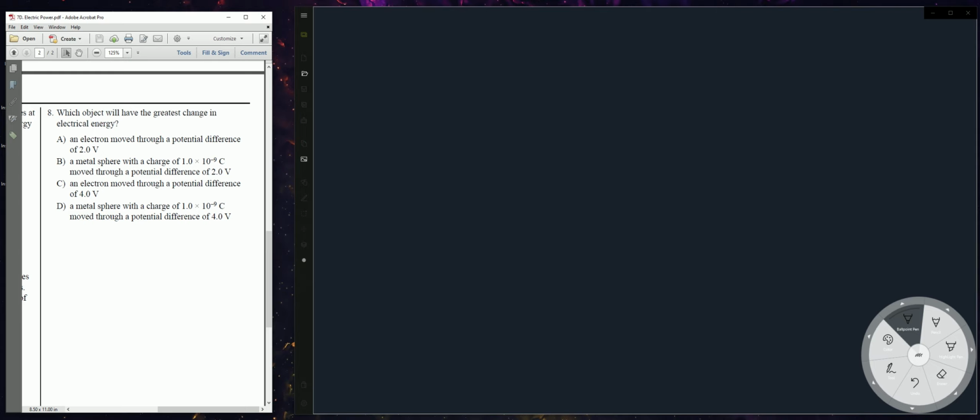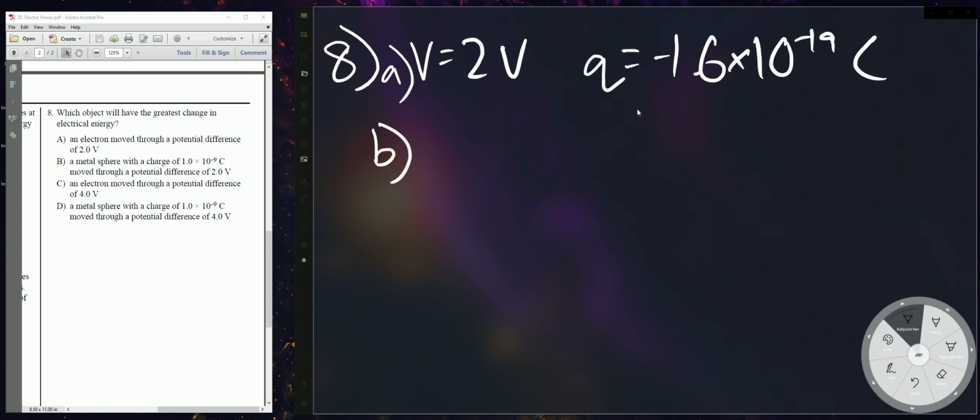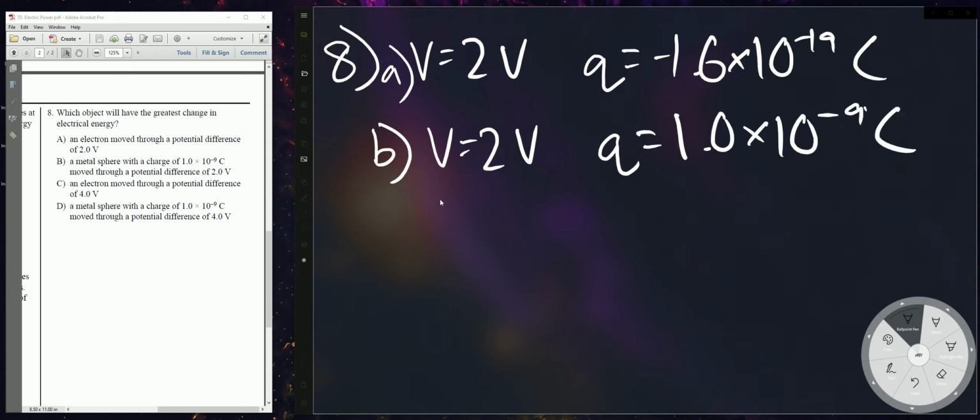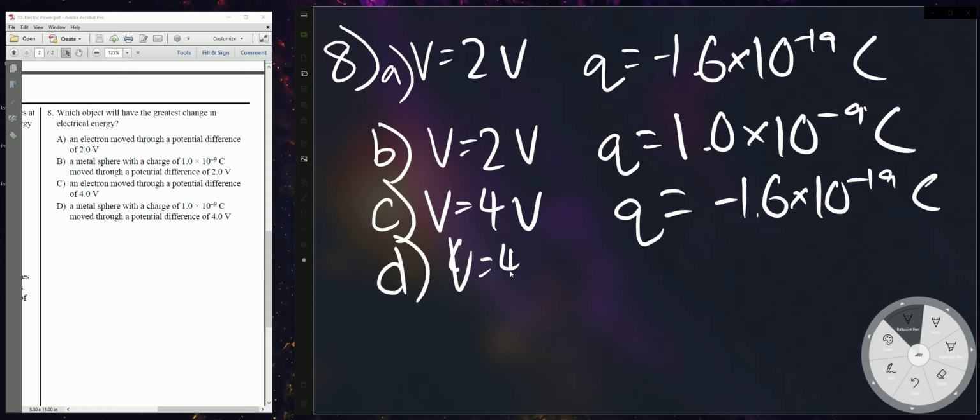Which object will have the greatest change in electrical energy? Choice A is an electron moved through a potential difference of 2 volts. Choice B is a metal sphere with a charge moved through a potential difference of 2 volts, so they give you the charge now. The charge of one electron is negative 1.6 times 10 to the negative 19 coulombs. Voltage is still 2 volts. Q is now 1.0 times 10 to the negative 9 coulombs. C is the same electron charge with a voltage of 4 volts. And D is the same sphere, 4 volts.